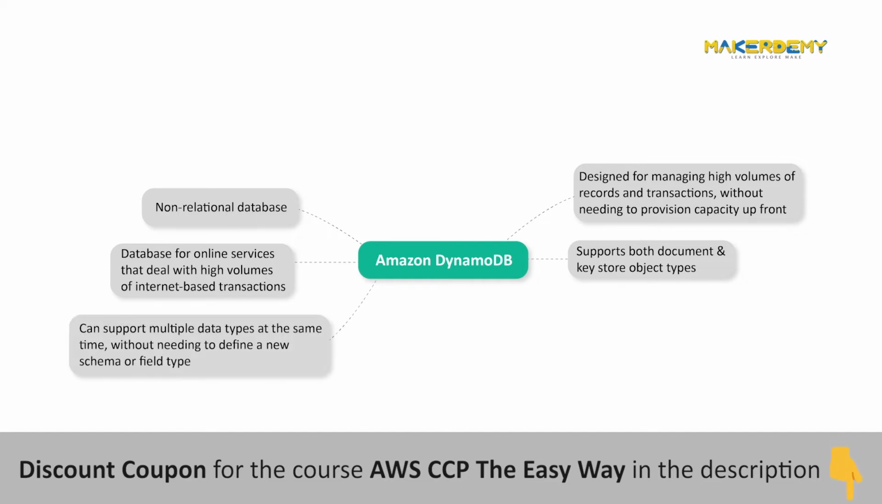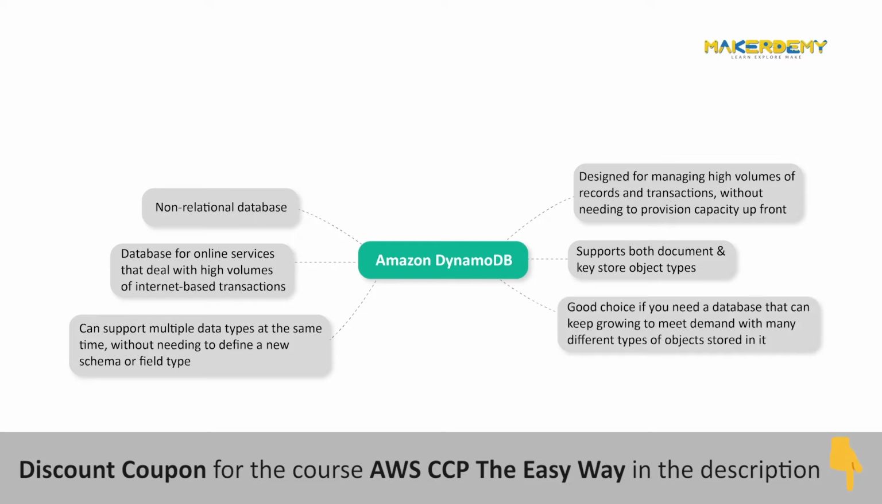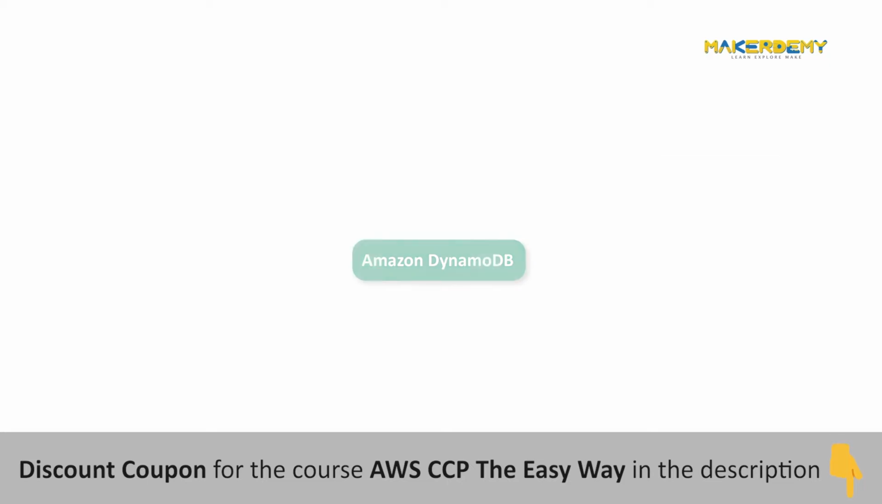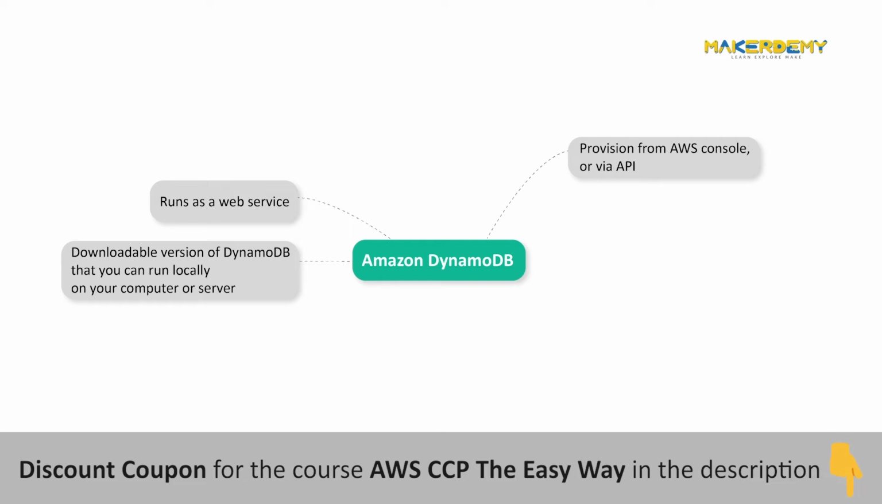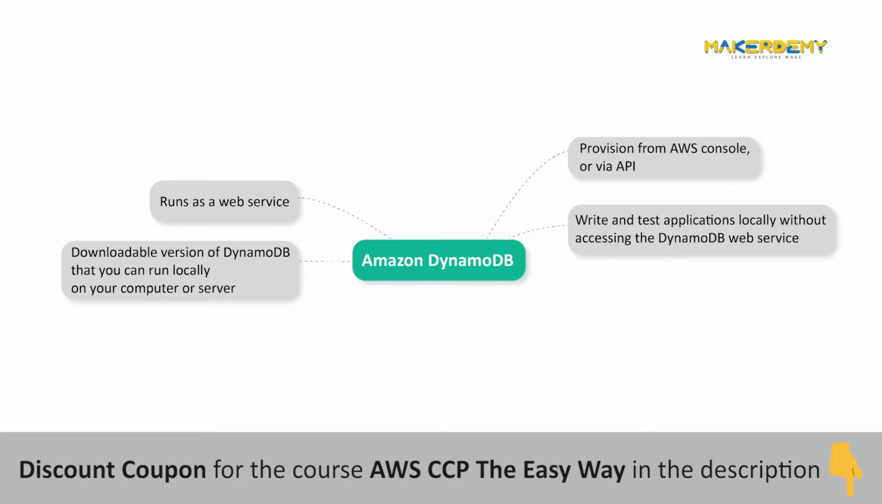What that means is it can support multiple data types at the same time without you needing to define a new schema or field type. That makes it a good choice if you need a database that can keep growing to meet demand with many different types of objects stored in it. DynamoDB runs as a web service, which we provision from the AWS console or via API. AWS also provides a downloadable version of DynamoDB that you can run locally on your computer or server. The downloadable version lets you write and test applications locally without accessing the DynamoDB web service.